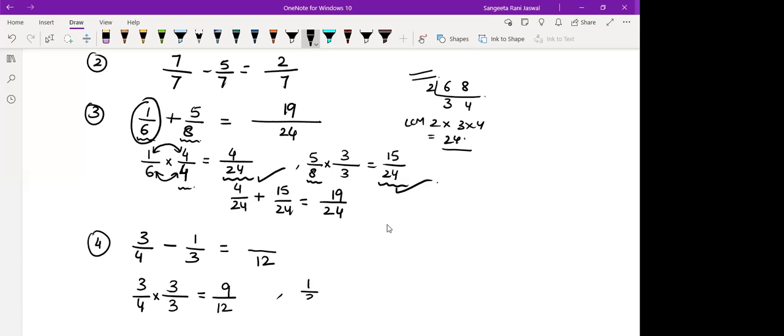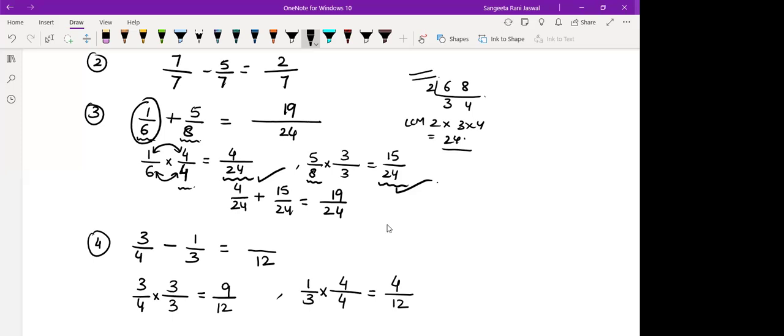Now, 1 by 3. Let's take another fraction, this one. Now, I want to make this 3 in the denominator as 12. What will I multiply this with, Adya? 4. Yes, 4. And what will I write here in the numerator? The same number has to be multiplied with the numerator also, no? So 1 into 4 is 4. 3 into 4 is 12.